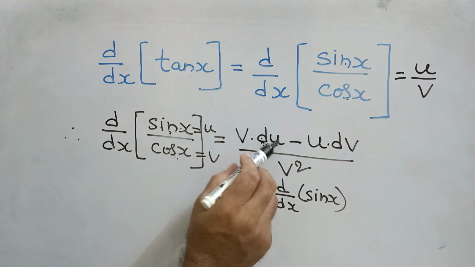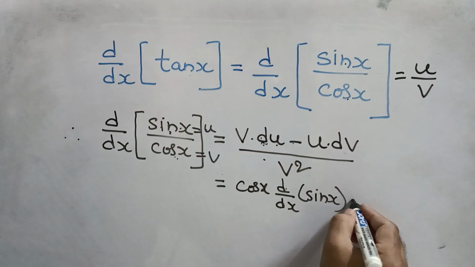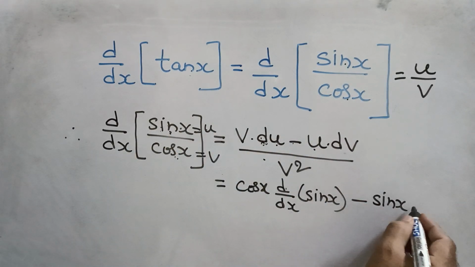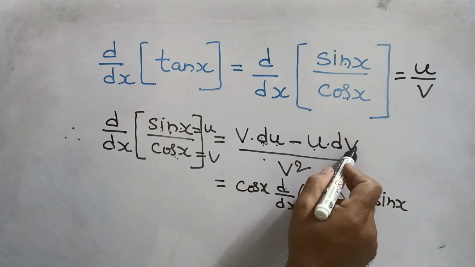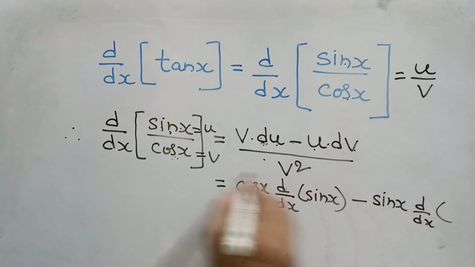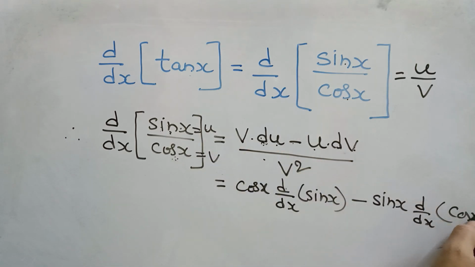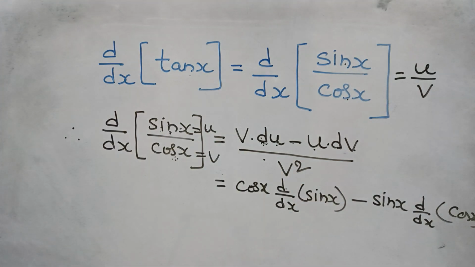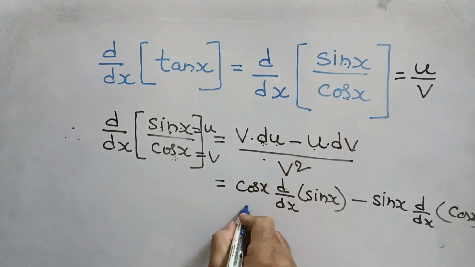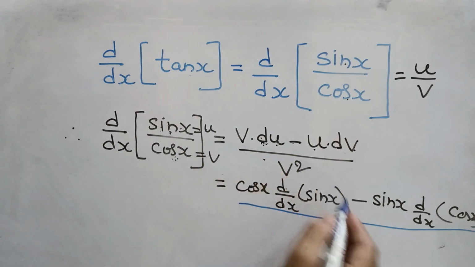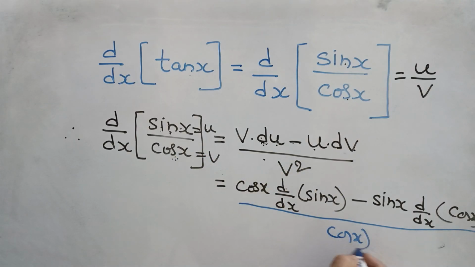Therefore, d by dx of u, minus, what is u? u is nothing but sin x. What is dv? The differentiation of v. What is v? cos x. It is d by dx of v, and v is cos x. The whole thing is divided by v square. What is v? v is cos, so it is cos x square.